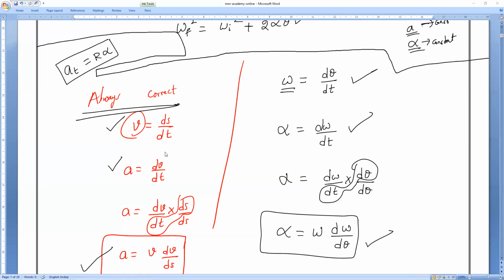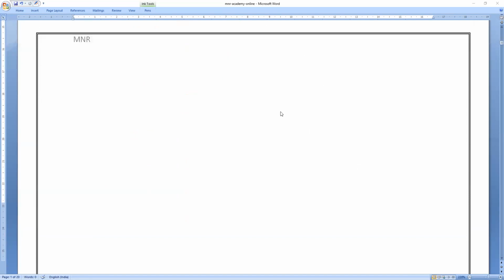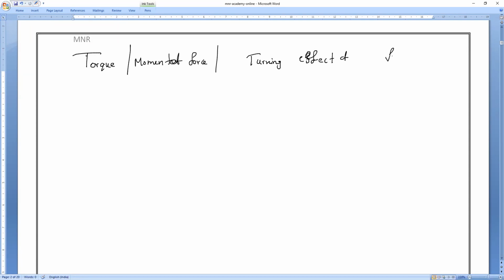So this is the complete introduction of system of particles as well as rotational motion. So in today's class we are going to study the new one. That is torque, moment of force, and turning effect of force. So that is our concept. So please all of you keep a note. We are going to see in today's class the most important and interesting topic: moment of force, torque, or we can say turning effect of force. So that's what we are going to see.